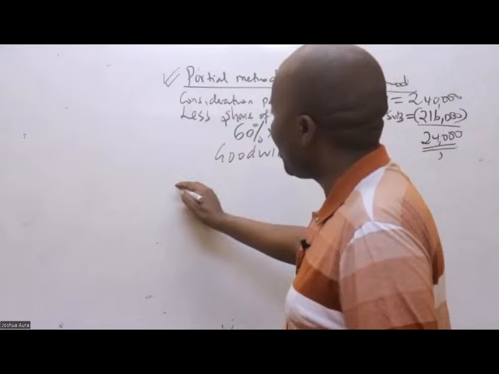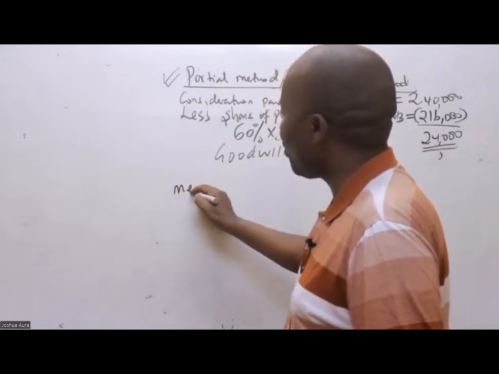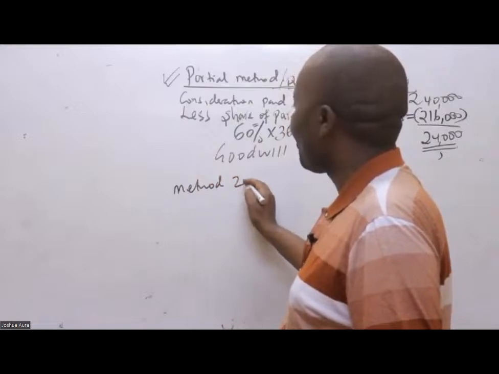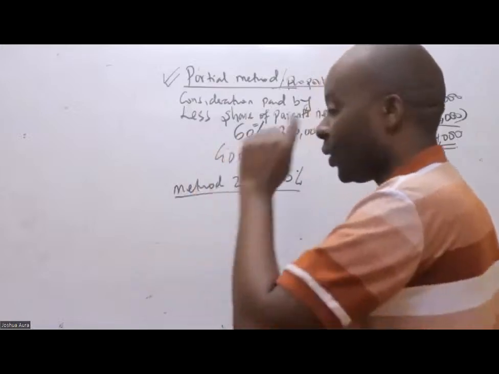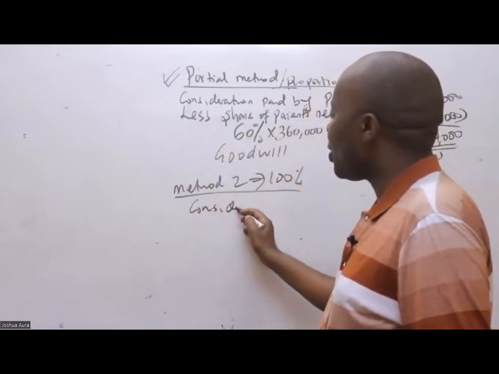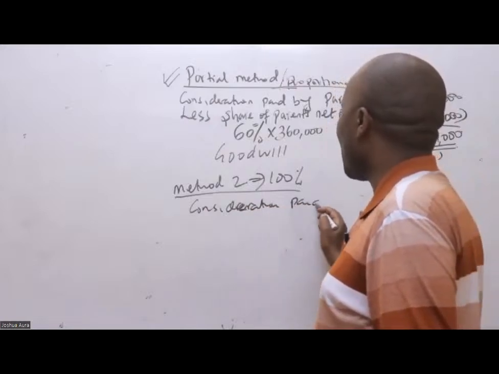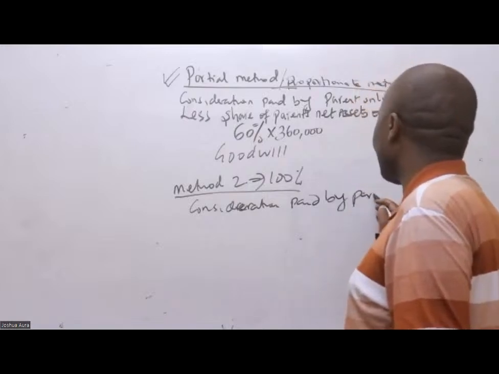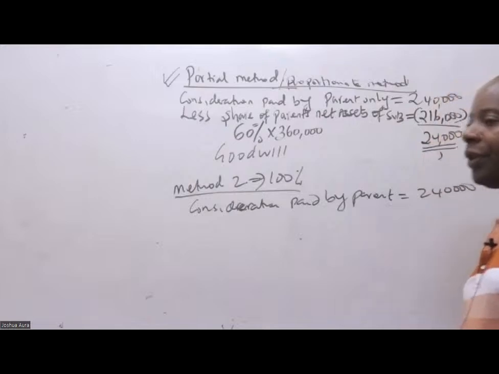I've also seen some students doing this way. So in this case here, method 2. What we call the 100% reasoning. So they'll come here and they'll tell you consideration paid by the parent. 240,000. 240,000 is the consideration that was paid by the parent.